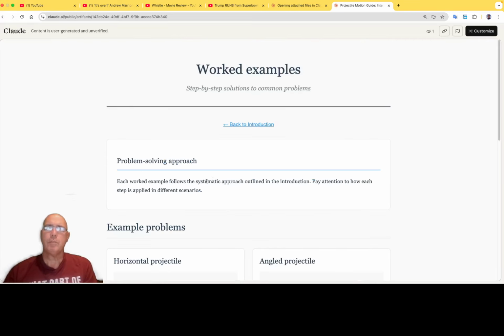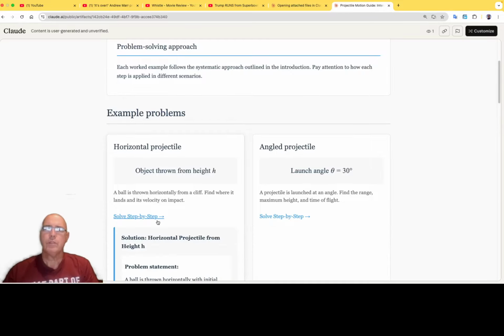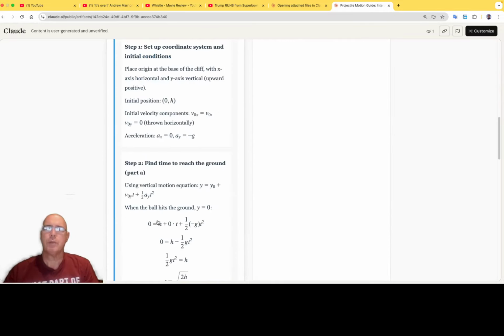The last page is similar in that we've got some worked examples, but they include numbers. So if we have an object thrown from a height, maybe it's from the top of a tower or from a cliff, and we have to find out where it lands and what its velocity is on impact. So the solution step by step is given here.